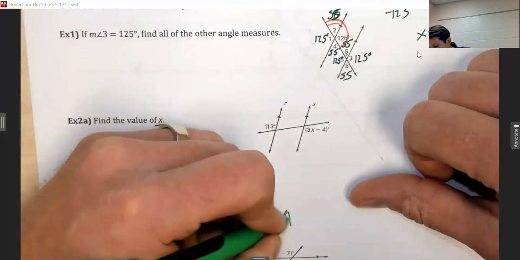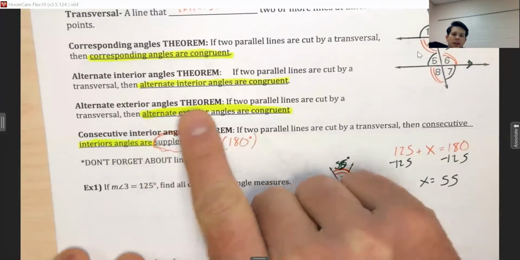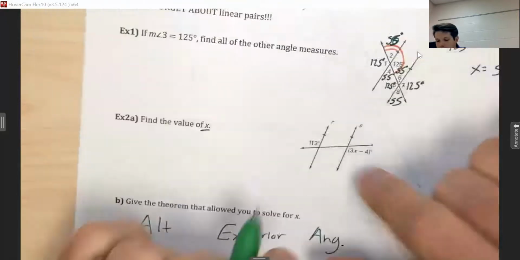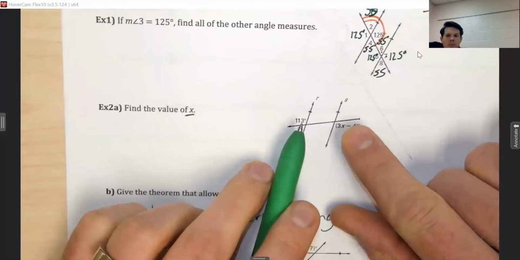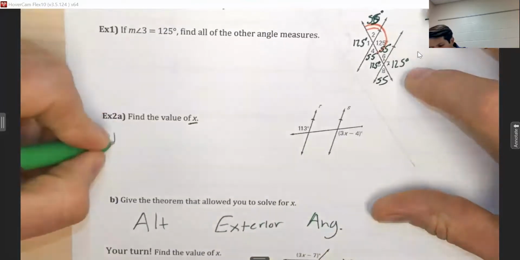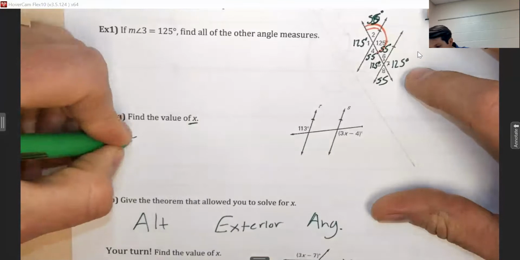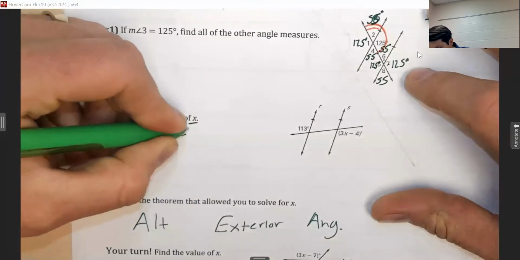And because they are alternate exterior angles, we can find out right up here, alternate exterior angles are congruent. That means that these two things that we have chosen right here are going to be equivalent to each other. 113 degrees is equivalent to 3x minus 4 degrees.